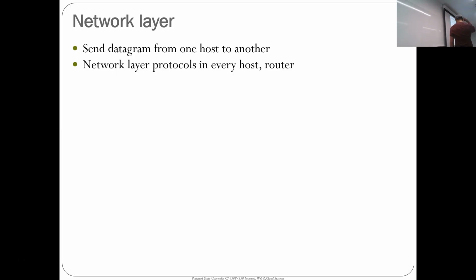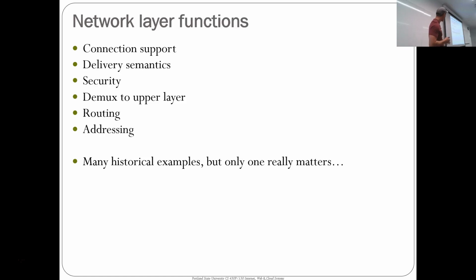So it's a very simple thing that the network layer is intending to do: send a datagram from one host to another. And typically you would have the network layer on every single connected device on the internet. Some of the functions that you want a network layer to implement are whether or not it supports connections, such as the phone network, whether or not you have specific delivery semantics, and we'll get to that in a bit, whether or not you implement security at the network layer, demultiplexing to the upper layer protocol like TCP or UDP, doing the routing, doing the addressing. How do I address nodes on that network?